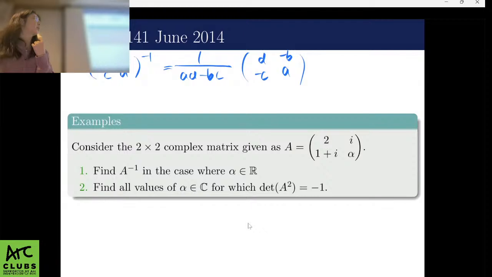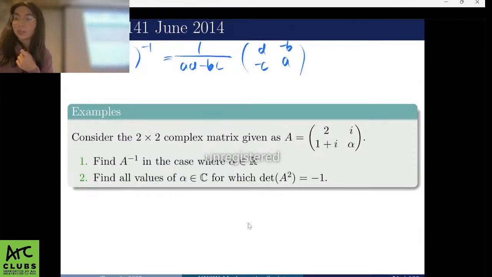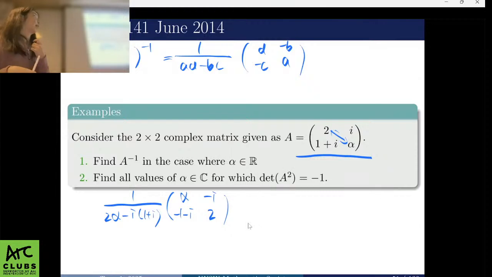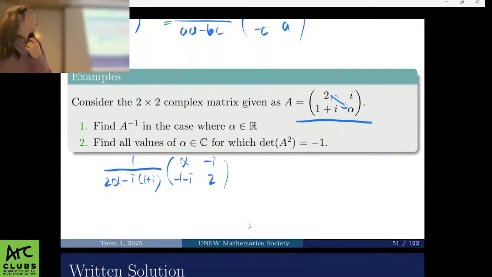So with this complex matrix, we're essentially doing the same thing. If we want to find the inverse of this matrix A, we're really just doing 1 over its determinant. The determinant should be 2 times alpha minus I times 1 plus I. And then we're swapping the positions of 2 and alpha, so we get alpha and 2. And we're just adding a negative in front of B and C, so we just get -I and -1 minus I. And that would be our final inverse of A, which is pretty simple. So it's like a one-step thing.